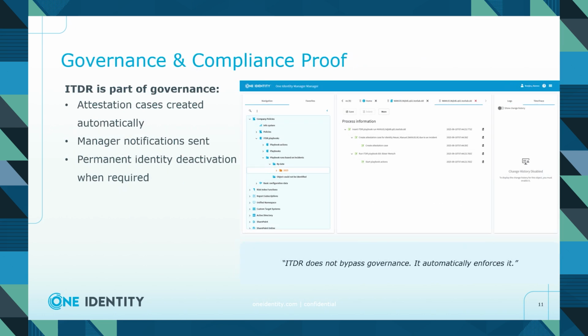And this is what makes Identity Manager's approach different from a pure security tool. So ITDR doesn't bypass governance. It automatically enforces it. Attestation cases are created as a part of the response, so access is formally reviewed before anyone is reinstated. Manager notifications are sent and recorded. Where the policy requires it, the identity deactivation is made permanent. So the response is not just about being fast, it's about being compliant, documented, and defensible.